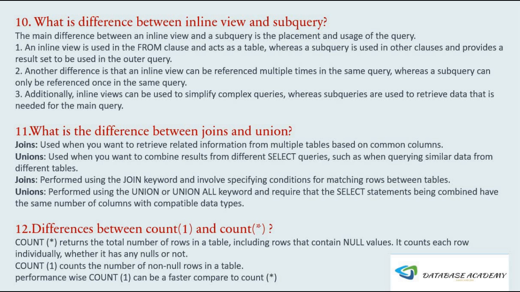Let's see the next question. What's the difference between count one and count star? Count star returns the total number of rows including rows that contain null values. If we are using count one, then it will consider only not null values. So if we have any null rows, those will not be considered in count one. That's the difference between both.